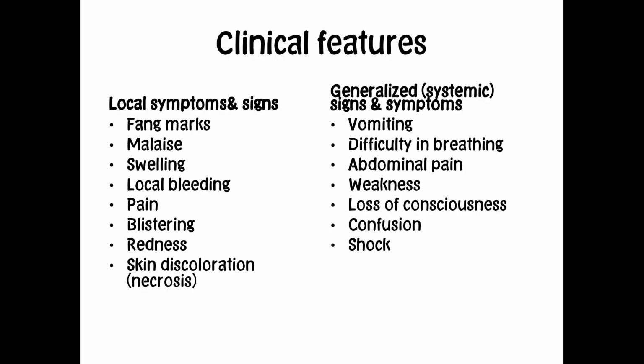The local symptoms and signs include fang marks, malaise, swelling, local bleeding, pain, blistering, redness, and skin discoloration or necrosis. And the generalized systemic symptoms and signs include vomiting, difficulty in breathing, abdominal pain, weakness, loss of consciousness, confusion, and shock.